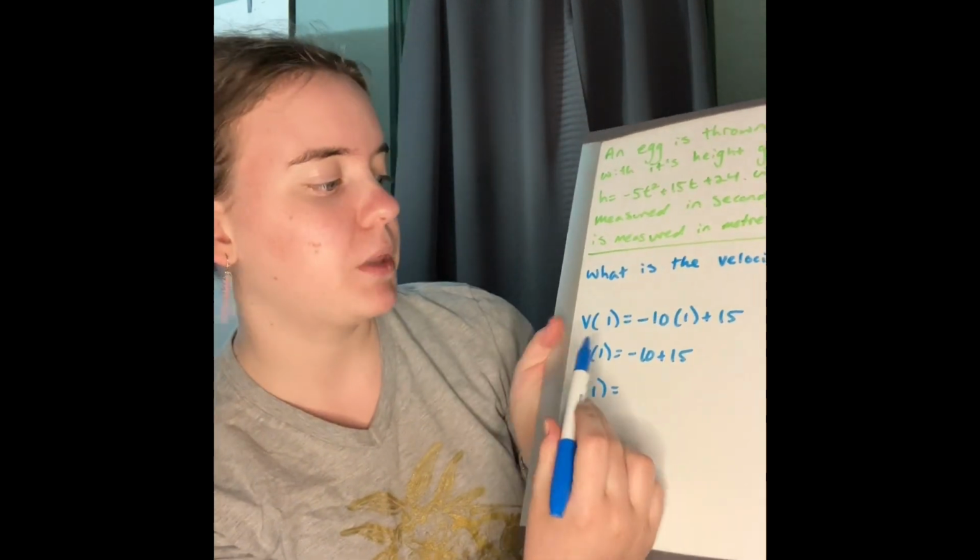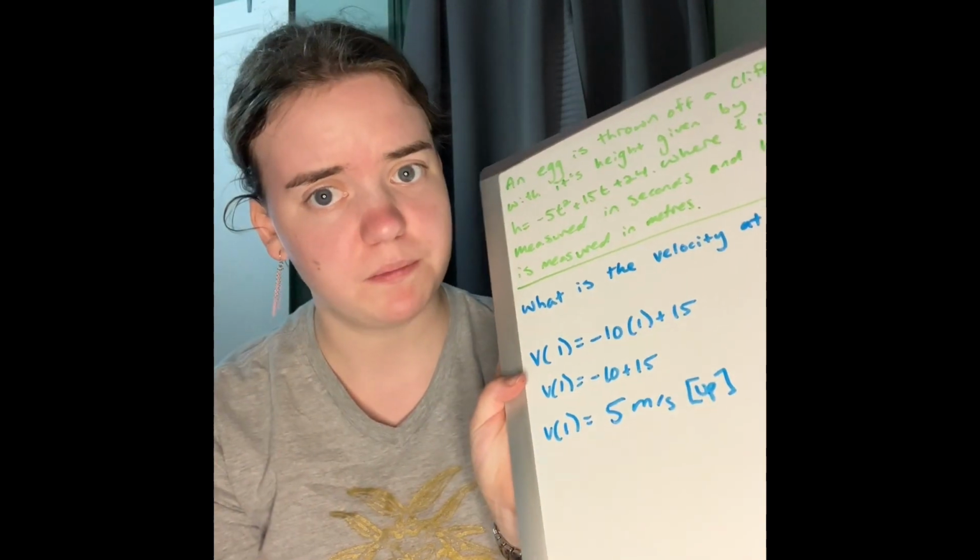The second question it asks us is, what's the velocity at 1 second? So we're going to use that derivative we found, plug in 1, and you get 5 meters per second up because it is positive.